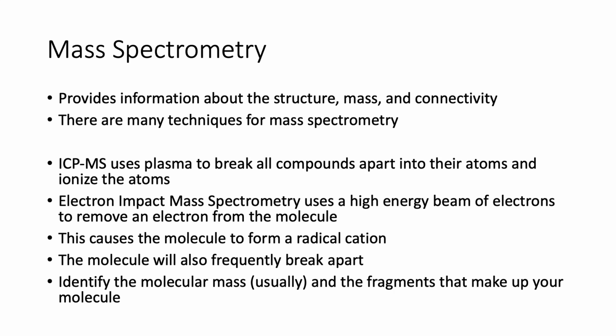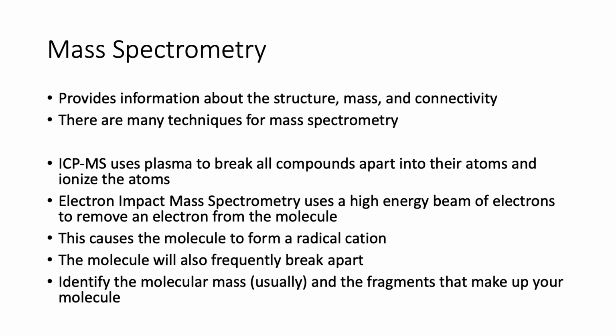Mass spectrometry, you have already seen a little bit. We did the ICP-MS in our last lab. But there are many different types of mass spectrometry and a bunch of different ways that you can use that technique. ICP uses plasma to break the compounds apart into their atoms and ionizes the compounds that way, if you remember, hopefully. What we're going to be doing in this lab is electron impact mass spectrometry, which instead of using plasma, just shoots a high energy beam of electrons at your molecule.